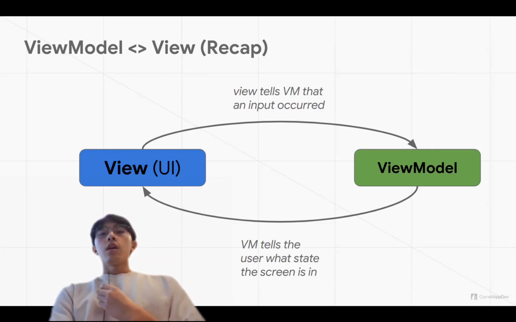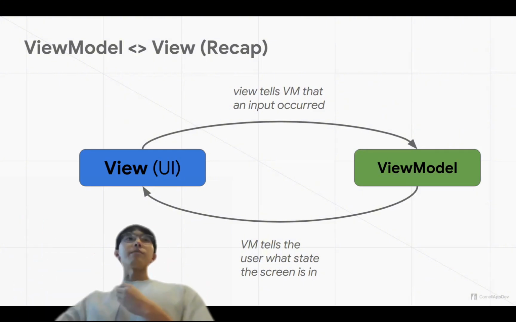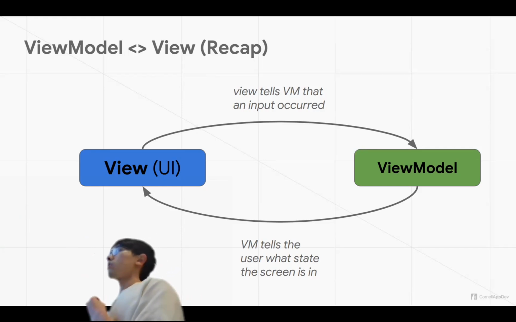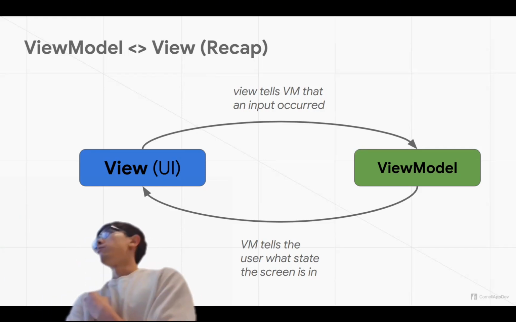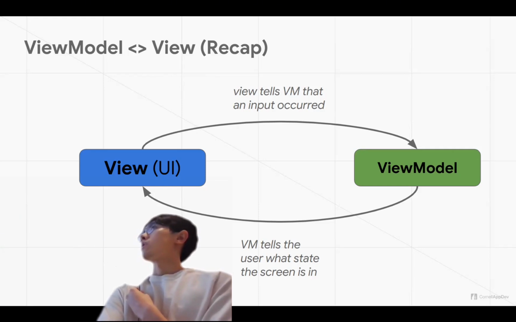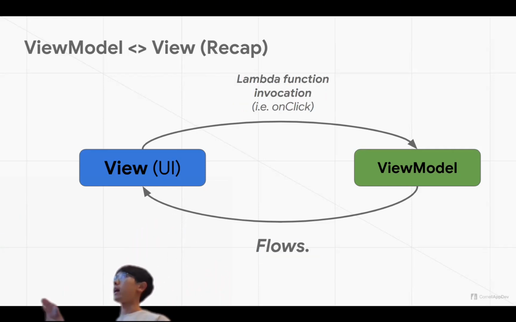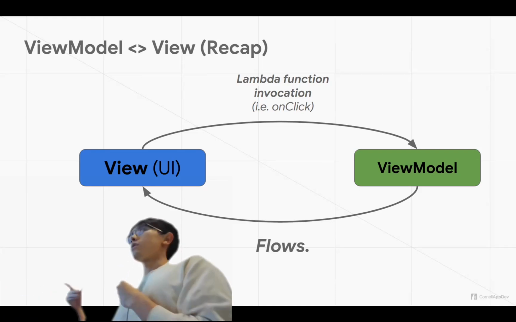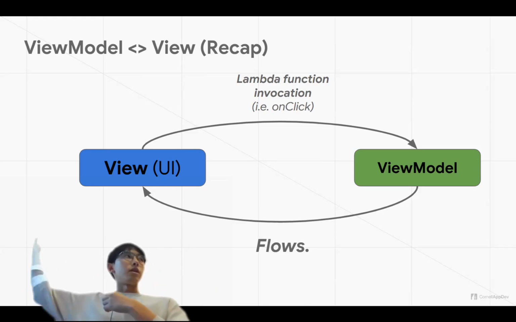And so while the first top one is something that we've seen before with Lambda functions on click, the second one, the one on the bottom, is a little bit more new, a little bit more alien. In that case, we'll need a new data structure called flows to handle the sending of the downward data between the view model and the view. And later on, you'll also see the model to the view model.